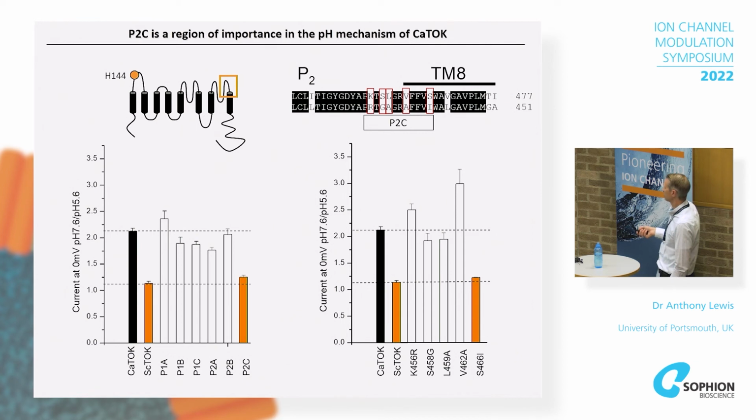If you mutate this residue to anything else, so to isoleucine or threonine or cysteine, there's no pH sensitivity at all. So it's a serine that has to be required in this position. We're not quite sure if it's the histidine that talks to the serine, or whether it's just structurally a serine at the position required for the changes that are induced by pH in the pore.